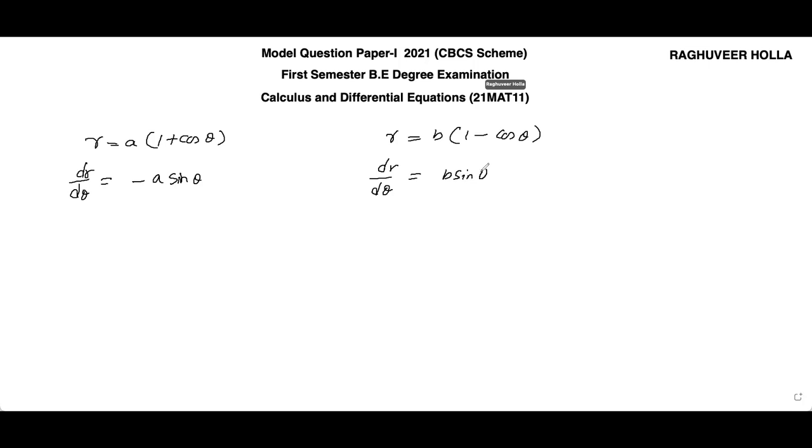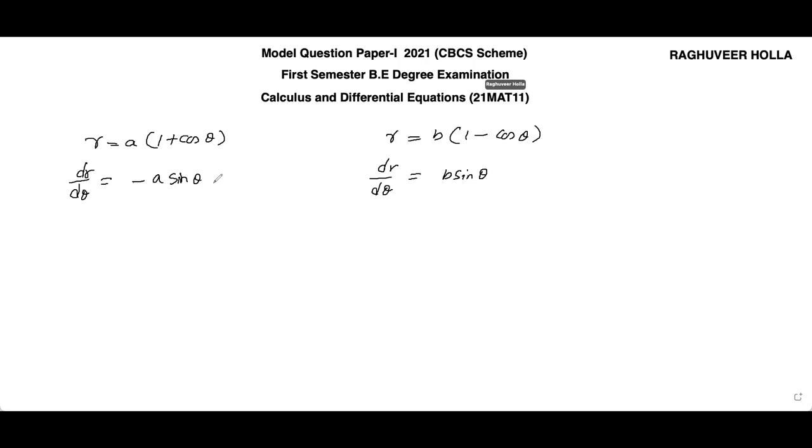So now we know that r is a into 1 plus cos theta and r is b into 1 minus cos theta. So differentiating with respect to theta for both these, we get dr by d theta, which is minus a sine theta, and this dr by d theta, which is b sine theta.